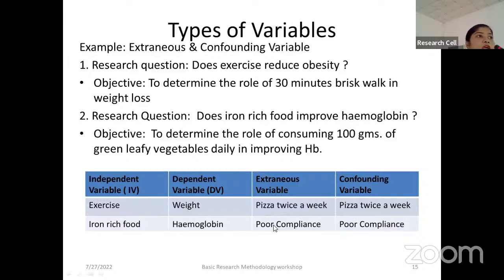And if not taken care of, or if he or she is not following it properly, it will act as a confounding variable. And finally, maybe your study lasts for about 6 months. So after 6 months, you are not going to have the correct results. You are not going to go closer to the truth. You are going to divert. You are going to vary. So these are confounding variables.